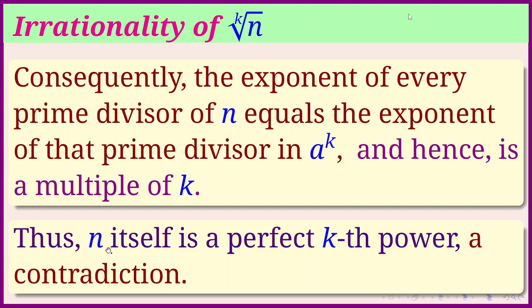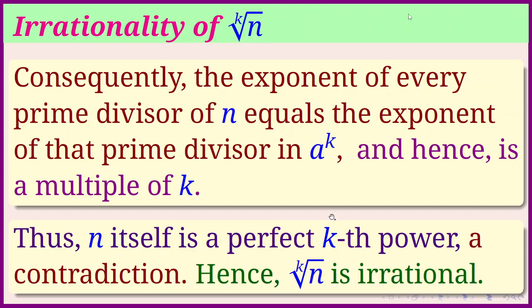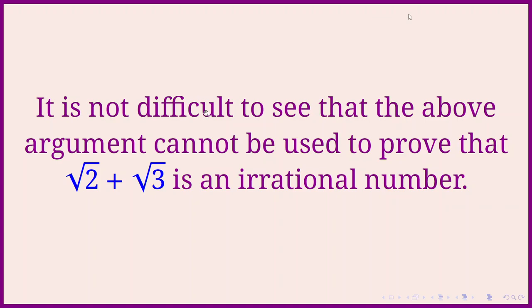So, it follows that the natural number n itself is a perfect kth power, which is not the case. Hence, this quantity must be irrational. So, kth root of n is irrational. It is not difficult to see that the above argument cannot be used to prove that root 2 plus root 3 is an irrational number. So, we need some other machinery.